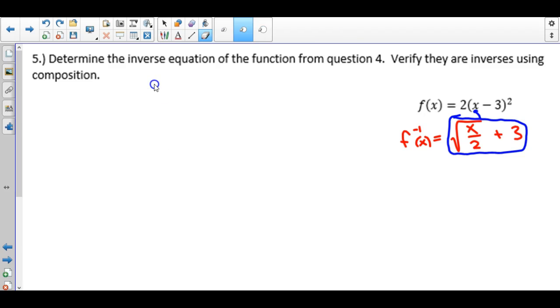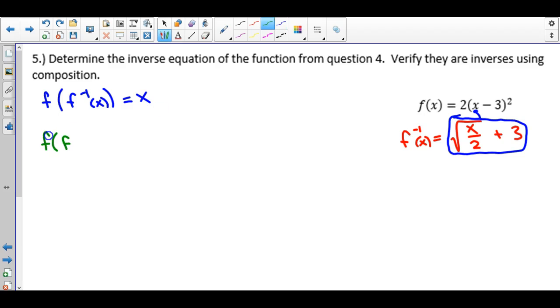So that's what's going to happen in this case. If our functions are inverses of each other, the composition f of f inverse of x is going to just come out to x, which basically means all of our operations are going to undo each other, and you're just left with whatever you started with, which is your x value. So I'm going to do that in this case. Again, I'm going to take f of f inverse of x.